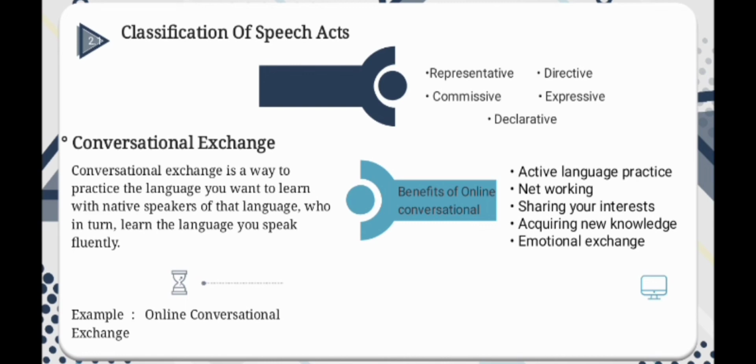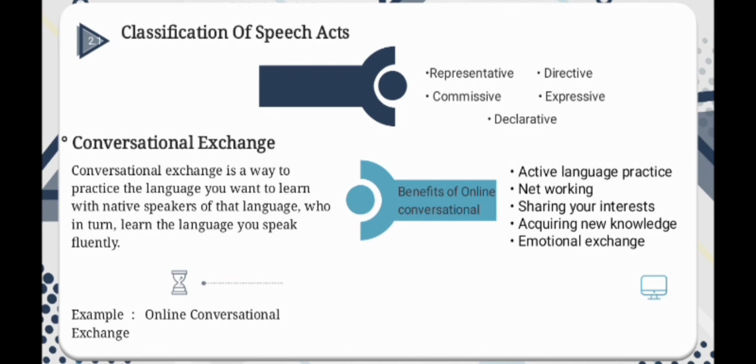Next, conversational exchange. Conversational exchange is a way to practice the language you want to learn with native speakers of that language, who in turn learn the language you speak fluently. For example, we can use online conversational exchange. Online conversational exchange is considered to be the most beneficial and interesting language practice to do. It is actually a core language practice which is really able to boost one's language progress.